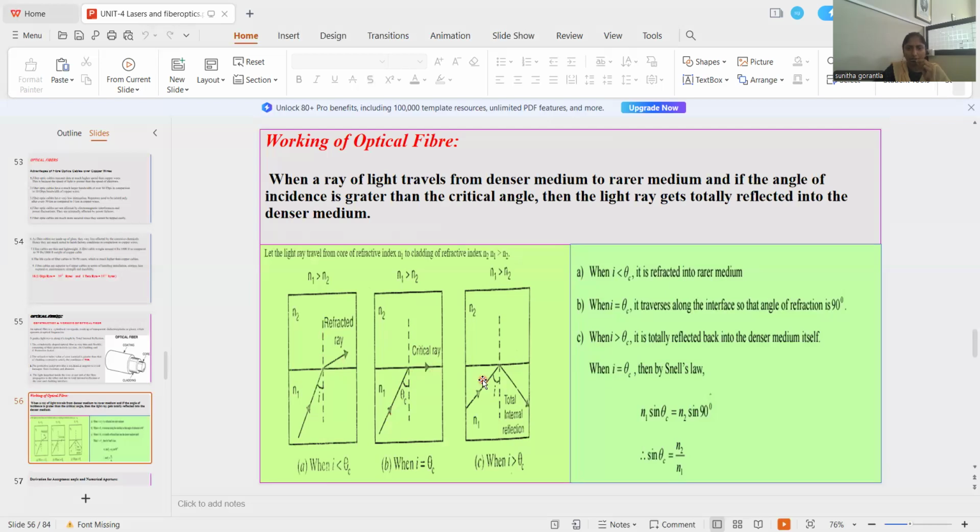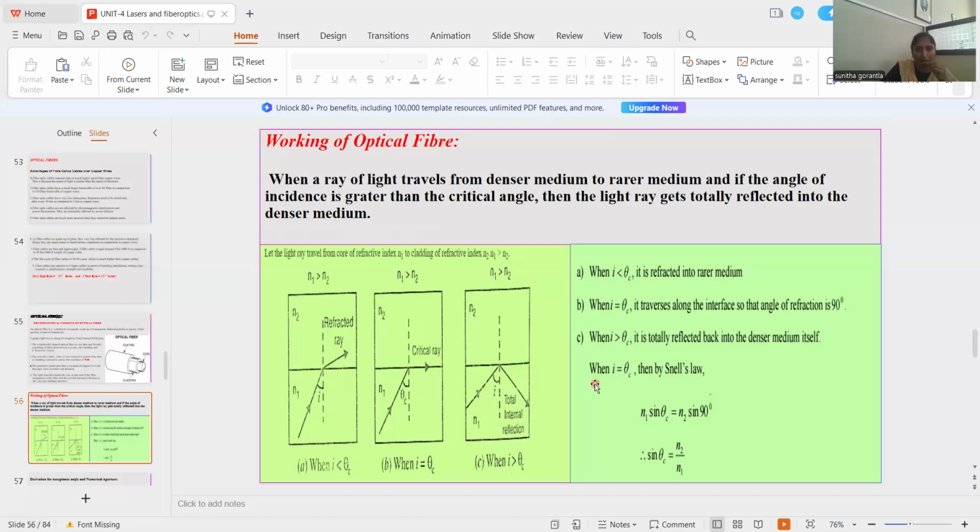Now, third case, when I is greater than theta c, the angle of incidence is greater than the critical angle, the ray reflects back into the same medium, that is, back into the denser medium itself. This is called total internal reflection. When the incident angle is greater than the critical angle, the light ray reflecting into the same medium is called total internal reflection. This is the principle of the optical fiber.